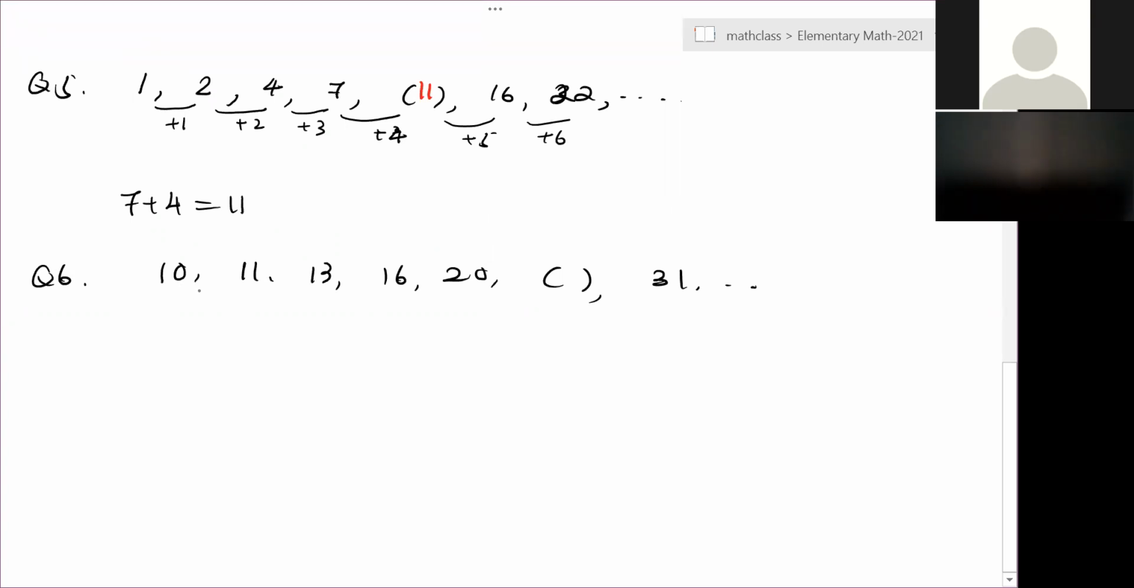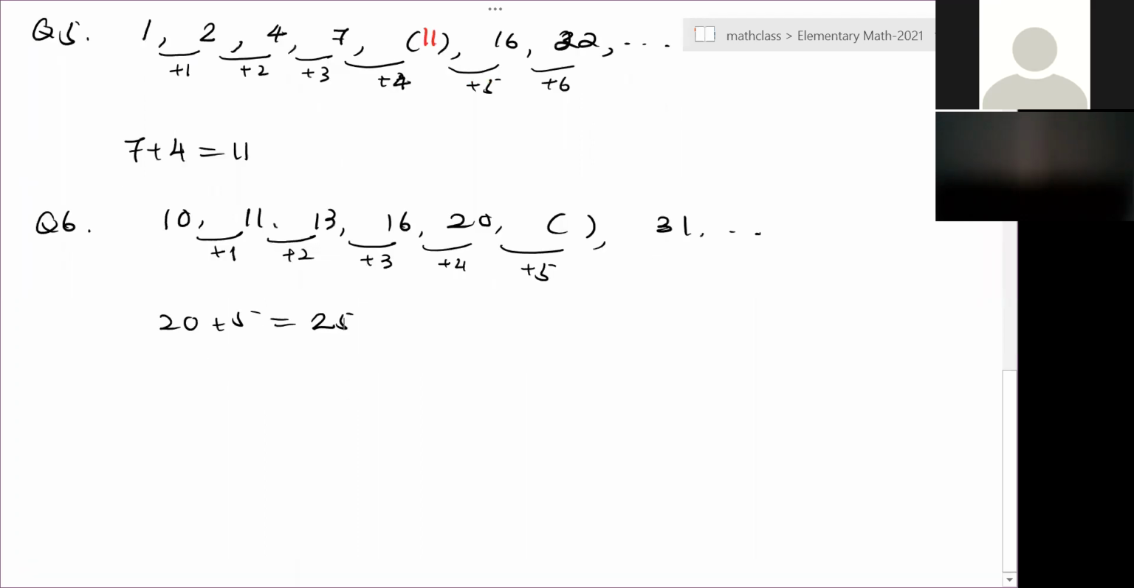So 10 to 11, increased by 1. 11 to 13 increased by 2. From 13 to 16, 3. Then here's plus 4, and this must be plus 5. So 20 plus 5 is going to be 25. And then 25 plus 6 is 31. Great. So that matches.